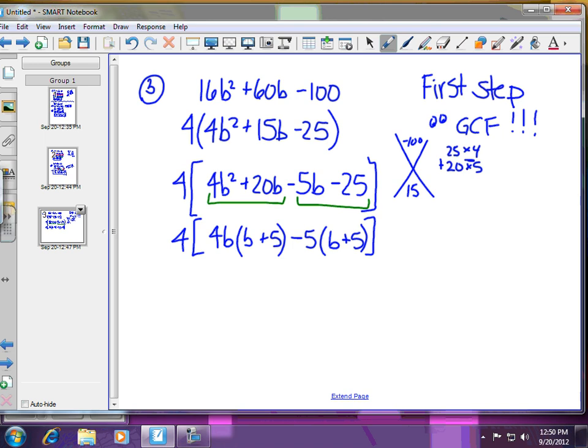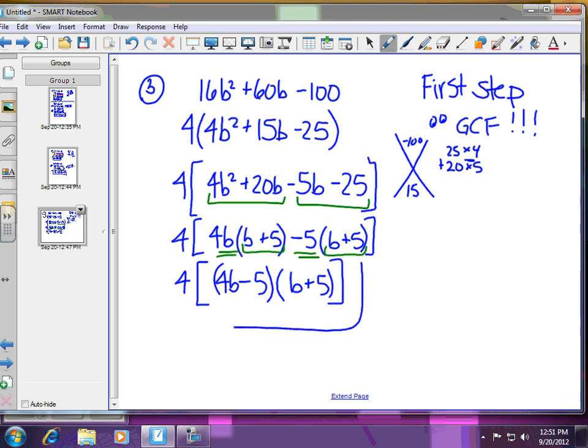Okay, so now you can see it's kind of messy, so that's why I use square brackets and then curved brackets. All right, so I do have my twins, and then I have my leftovers. So it's 4, bracket, 4b minus 5 and b plus 5. Okay, final answer is all that junk.